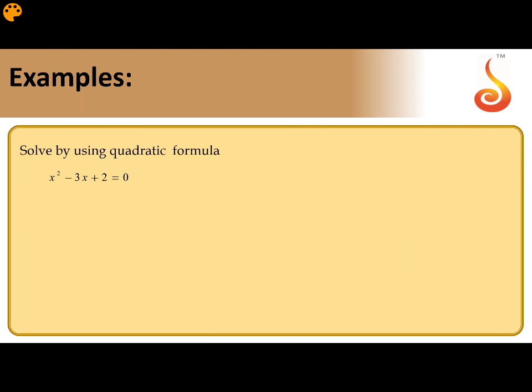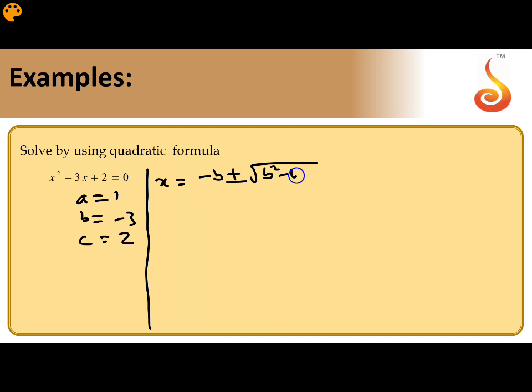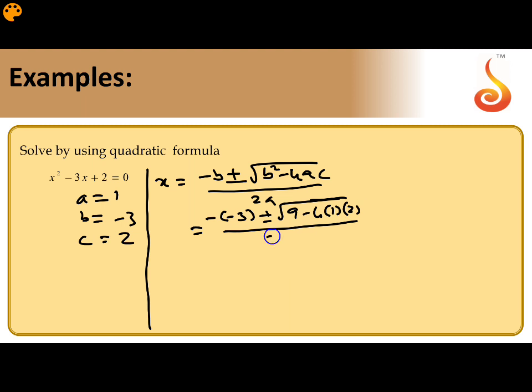Now in this equation, first of all, you take a is 1, b is minus 3, c equal to 2. Keep these values. So we know the quadratic formula. What is the quadratic formula? Minus b plus or minus root over b square minus 4ac, divided by 2a. You can substitute the values. b square means minus 3 whole square, 9. 4 into a is 1, c is 2. The whole divided by 2 into 1. So minus of minus 3 is plus 3, plus or minus root over 9 minus 4 into 2 is 8, by 2.